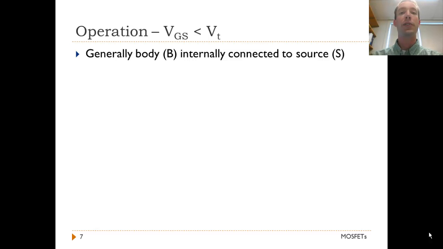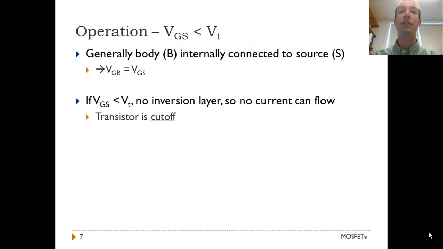We will now look at how a MOSFET behaves as different voltages are applied across the terminals. As mentioned previously, the body, B, is generally internally connected to the source. This means that the gate base voltage, VGB, is the same as the gate source voltage, VGS. To create the inversion layer previously mentioned, VGS needs to be above the threshold voltage. If VGS is less than VT, then no inversion layer is present, and so no current can flow between source and drain, and the transistor is said to be cut off.